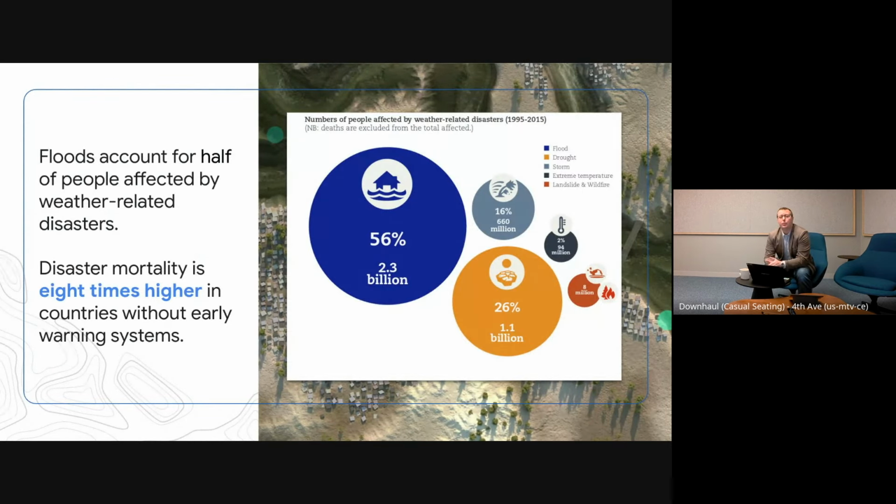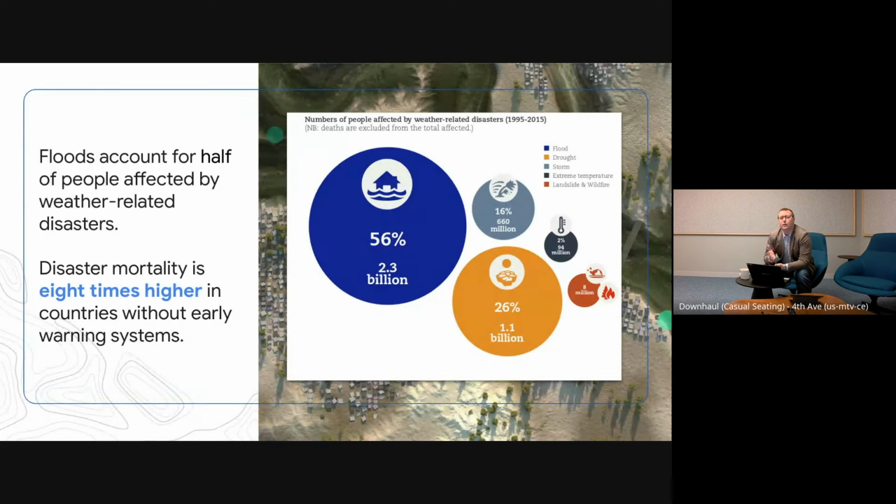So why did we choose floods? There's lots of different types of natural disasters that affect people. We chose floods as one of our early examples of developing AI systems for natural hazards because floods affect more people than any other type of natural disaster. They're the most common type of natural disaster, and they also affect more people than any other type.